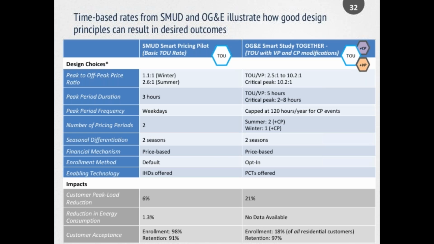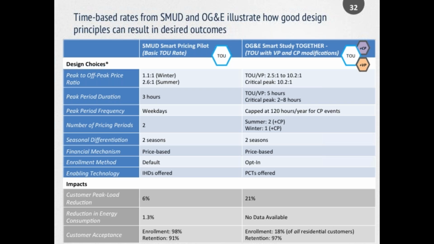So summing it all up, we think that this framework provides a useful tool to analyze the efficacy and impacts of various design choices. Oklahoma Gas & Electric's time-based rates with CPP and VPP modifications, and SMUD's basic TOU rates show how these design principles can be carefully balanced. While we have seen that the focus of rates has been mostly on cost recovery, these successful rate programs also account for customer needs and responsiveness.